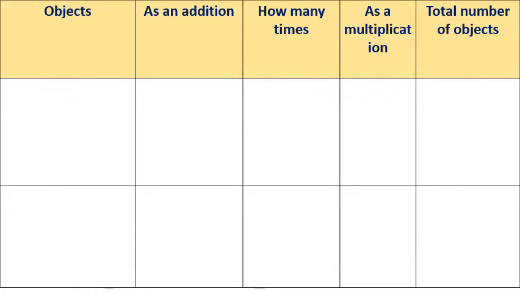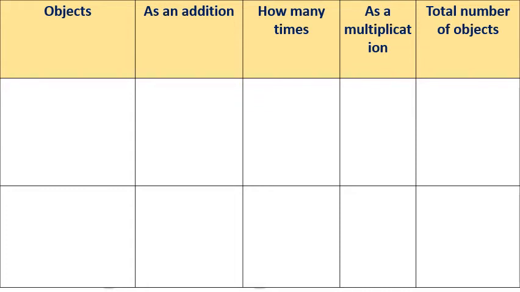Dear students, here we can see a table. There are 5 columns. See the headings. First one, objects, means things will be there. We have to count them by using addition. Then we will write how many times we added the same number. Then we will write the same thing in the multiplication form and we will get the answer. That is the total number of objects of that kind.